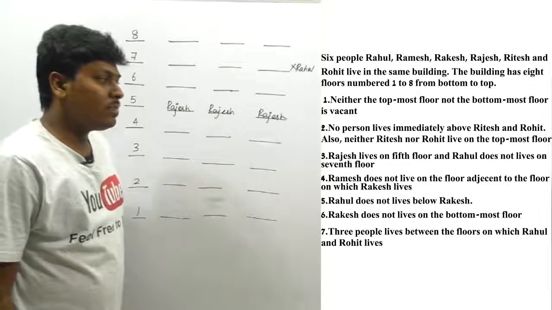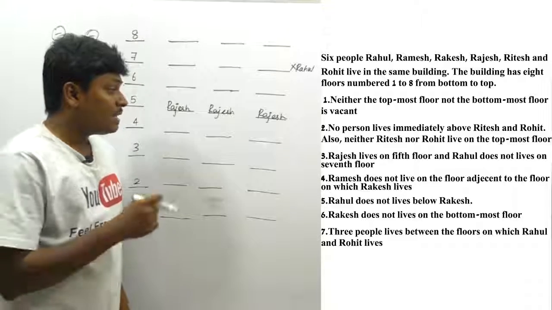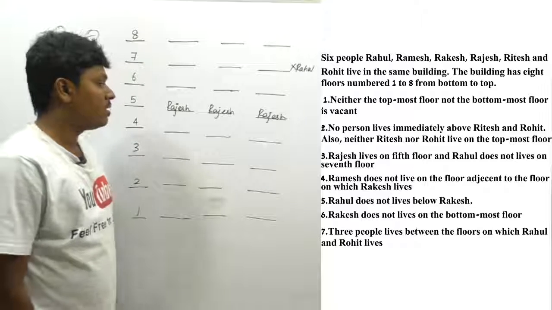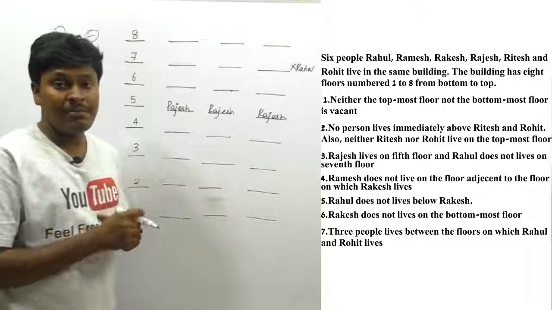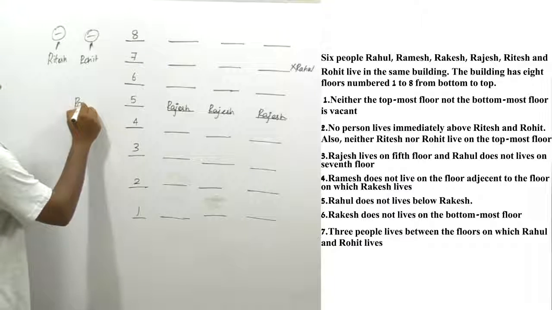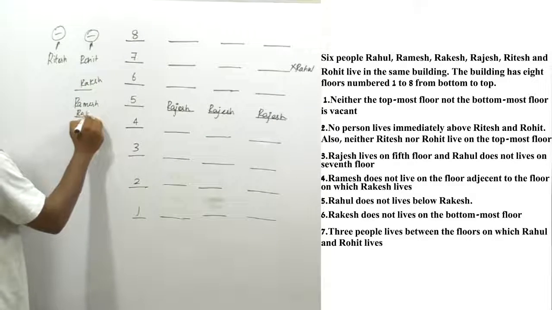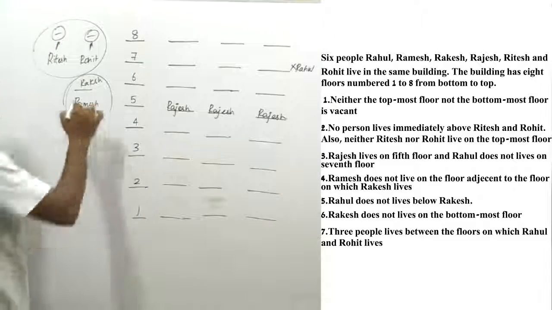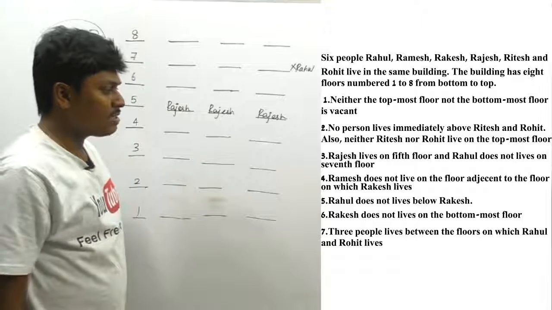Ramesh does not live on the floor adjacent to the floor on which Rakesh lives. Listen carefully. What is the meaning of adjacent? That means neighbor, right? So Ramesh should not be a neighbor of Rakesh. Remember that Ramesh should not be a neighbor of Rakesh. This is the first clue they have given, and this is the second clue. They should not be immediate neighbors, right? So let me move on to the next point.